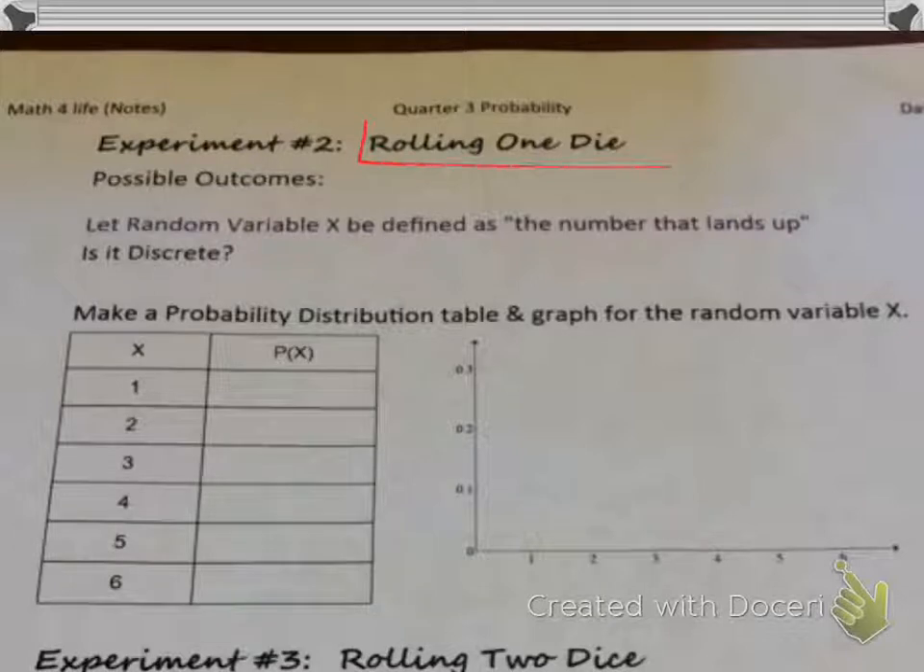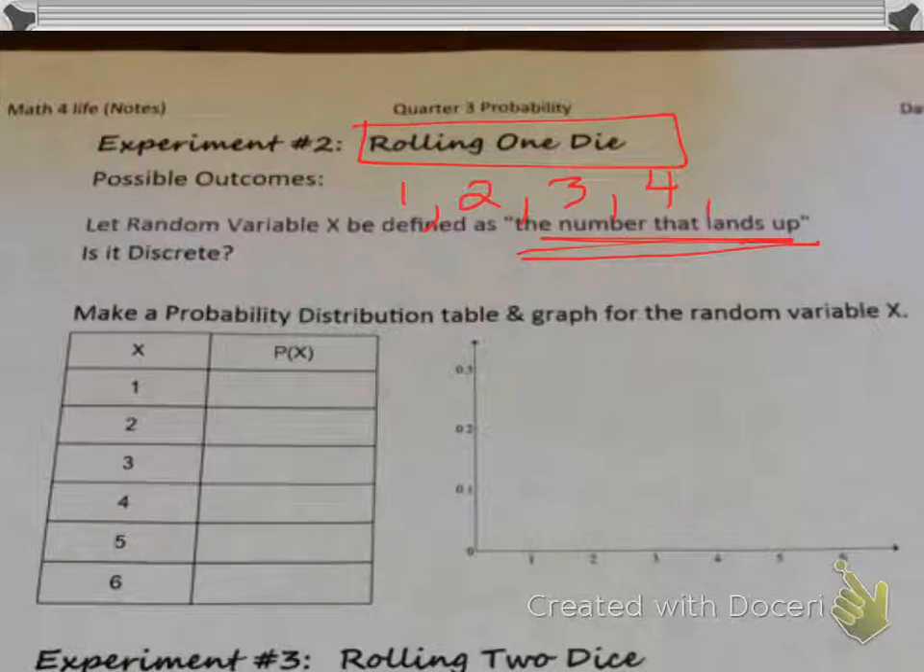This probability is an experiment of rolling one die, and it says let the random x be defined as the number that lands up. So if we roll one die, we have a chance of getting a 1, a 2, a 3, a 4, a 5, or a 6. So the probability of the number landing up would be the probability of whatever it is that lands up.